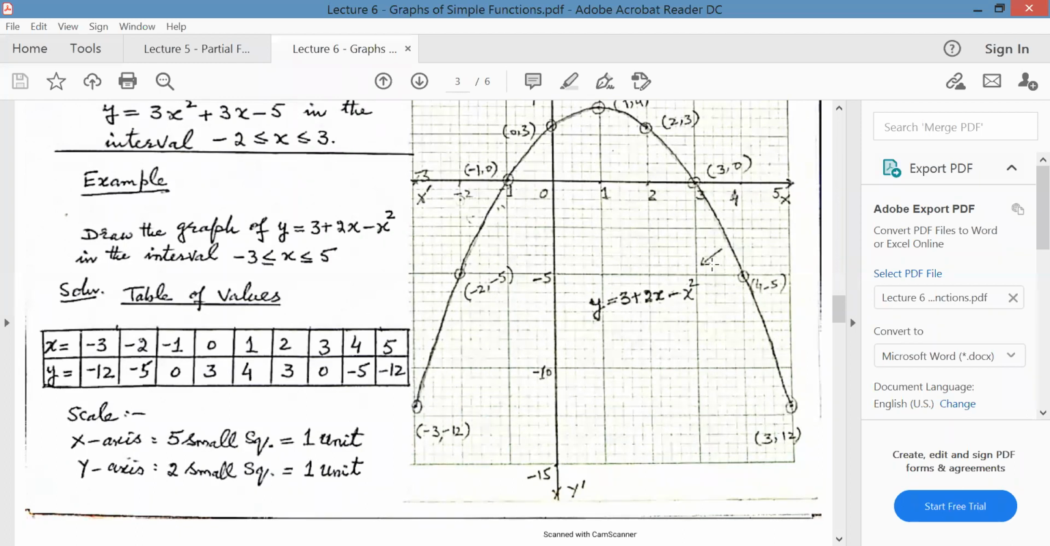And in the end, you must mention the equation of this curve. Without the equation, you should not make a graph. After plotting the graph, you must write the equation. Then you will know which graph belongs to which equation. This is known as, gentlemen, a parabola. Okay, it's opening downwards.